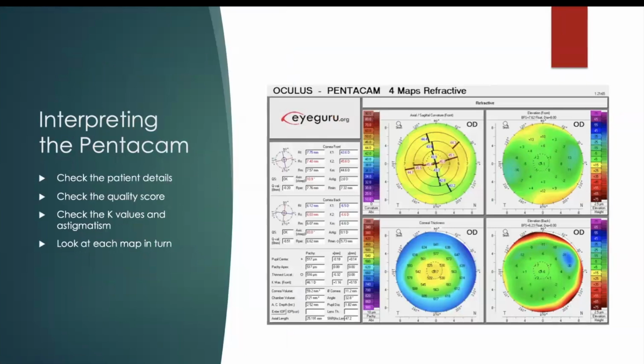So when it comes to interpreting the Pentacam, there are a few things that you need to do first. Obviously, check the patient details first. There'll be somewhere here at the top where you're looking at the name and the date of birth, checking that you're looking at the right patient. Consider which eye you're looking at: OD for the right and obviously OS for the left.